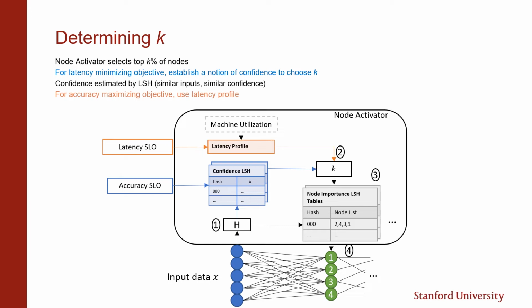On the flip side, when the user desires to maximize accuracy given a latency constraint, the node activator will instead use a latency profile to determine K. The latency profile will be used by the node activator to determine the latency of the layer given K and the current machine utilization. The node activator will select K such that the projected latency will satisfy the latency SLO, and will then choose nodes according to the selected node importance list.